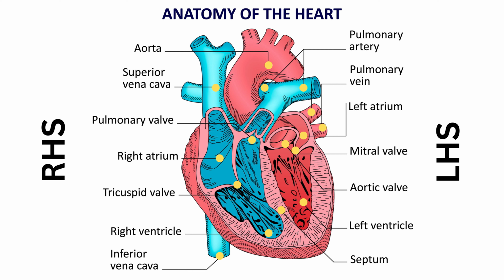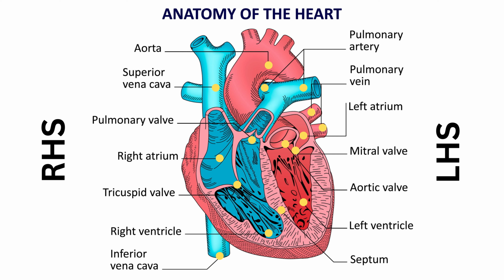Now, let's see how the blood flows in our body. In our body, the blood is either oxygenated or deoxygenated. Let's see how both the oxygenated blood and the deoxygenated blood flow in our bodies. The deoxygenated blood enters the right atrium through the superior vena cava and the inferior vena cava. The tricuspid valve then lets the blood enter the right ventricle. From there, the blood goes into the lungs through the pulmonary artery for oxygenation after passing through the pulmonary valve.